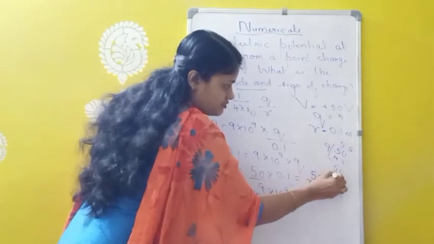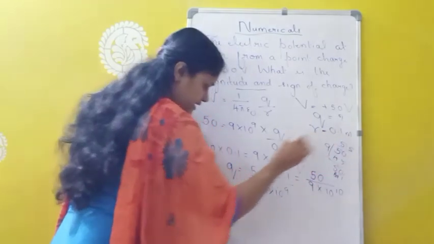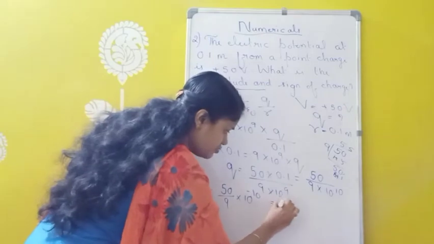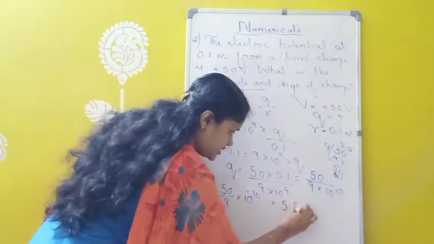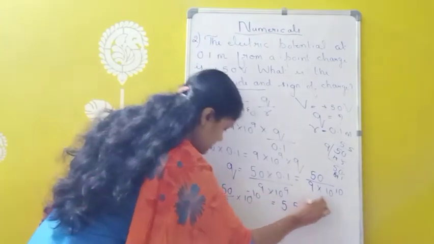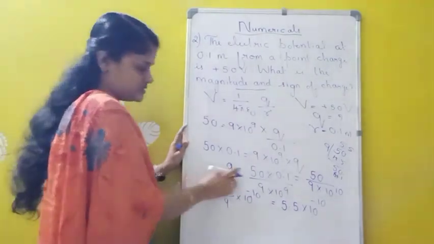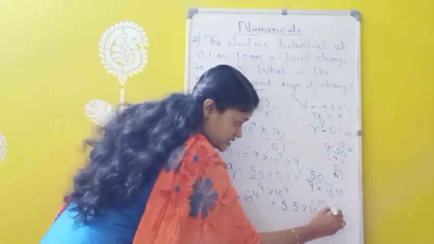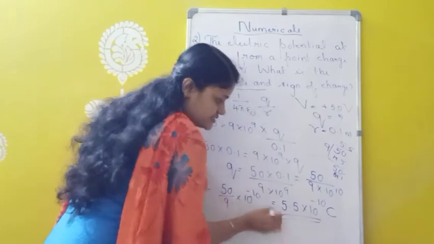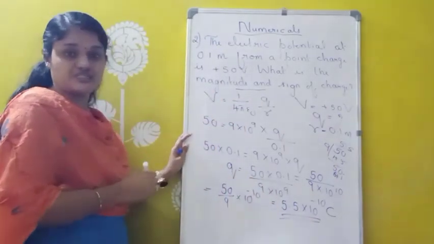So we'll be getting 5.5. So the answer is 5.5 into 10 raised to minus 10. What is the unit? We are finding charge. So the charge unit is which one? Coulomb. So the answer is 5.5 into 10 raised to minus 10 coulomb.